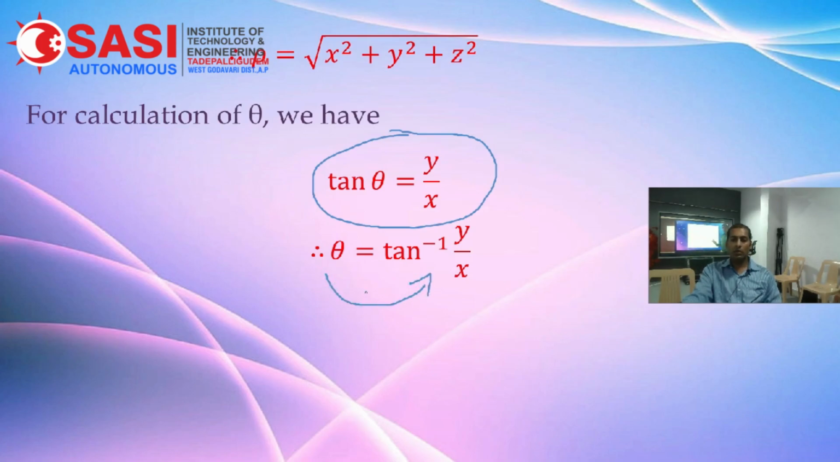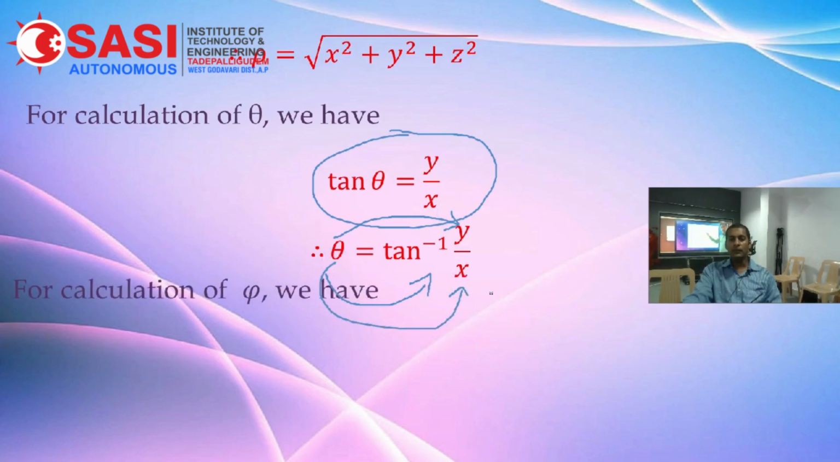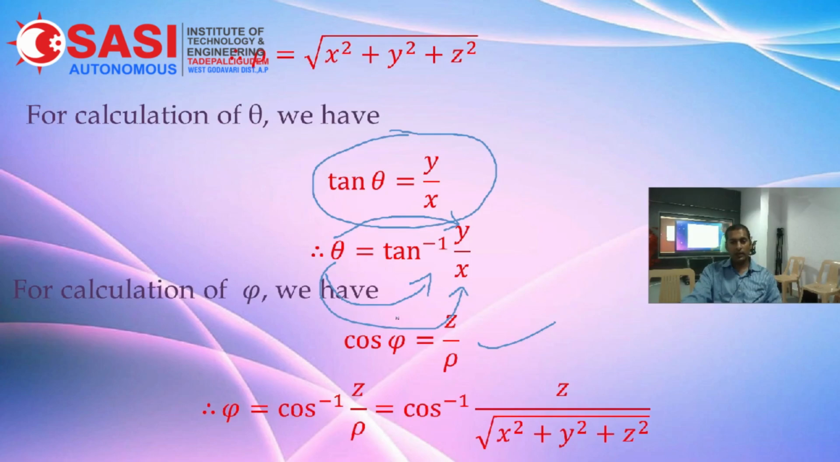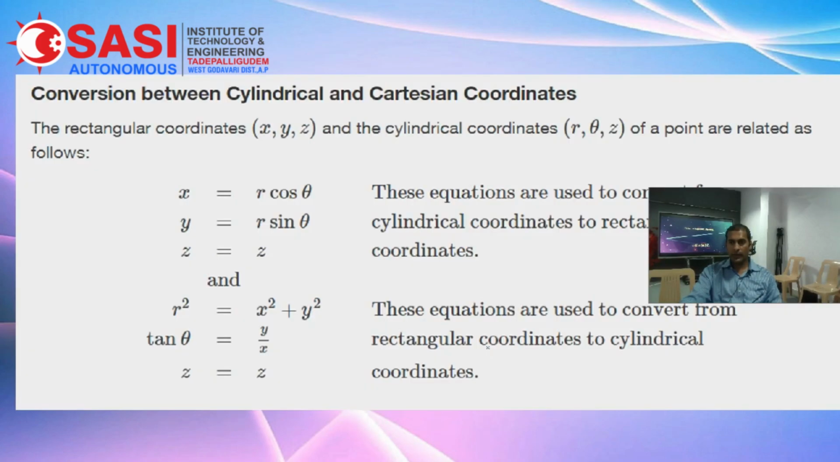So from here we can also get conversion of theta, if theta is represented in form of y and x. So for calculation of phi, we can have cos phi is equal to z by rho. So phi will be equal to cos inverse of z by rho, where rho is nothing but square root of x square plus y square plus z square. So this is for the calculation of phi.